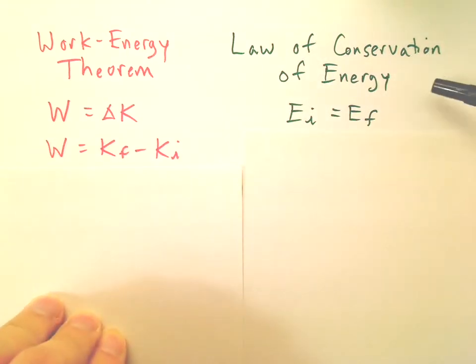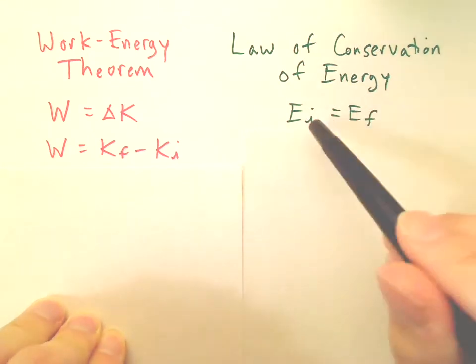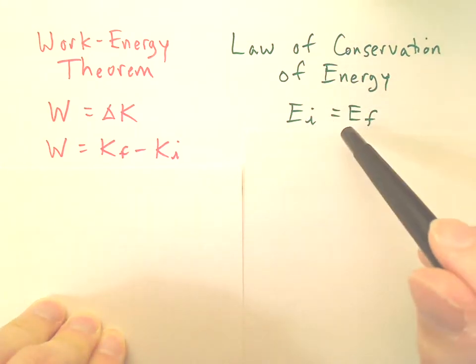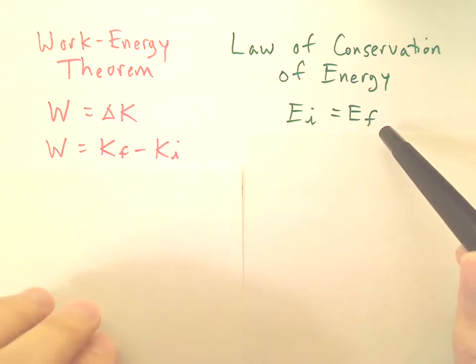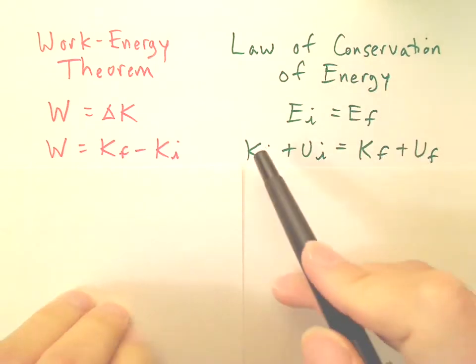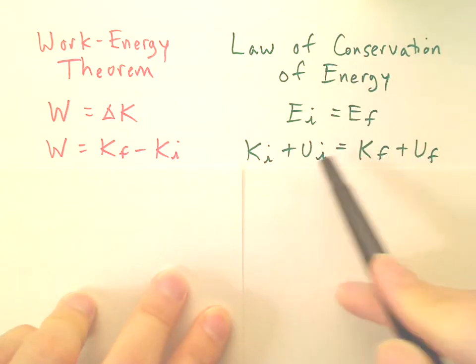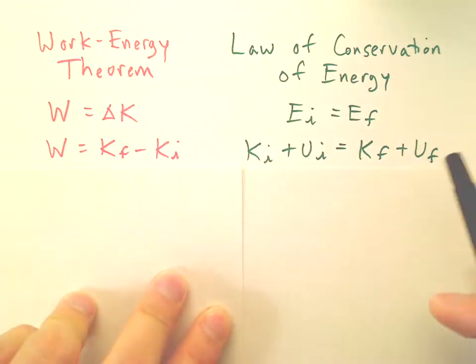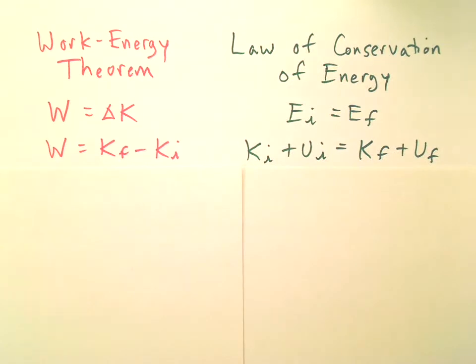Over here we have the law of conservation of energy. Initial energy equals final energy. Start out with a certain amount of energy. A while later, you've got the same amount of energy. Here's the long version of the same equation. Initial kinetic energy plus initial potential energy equals final kinetic energy plus final potential energy, using the letter U for potential energy. Each of these approaches to solving problems has advantages and disadvantages.